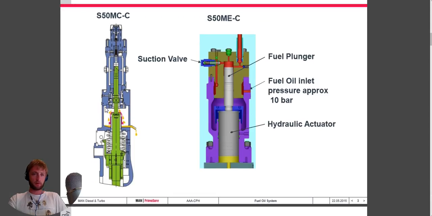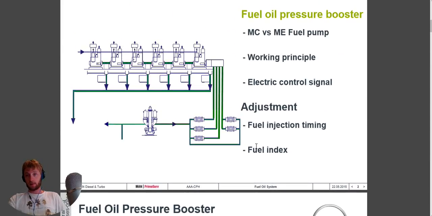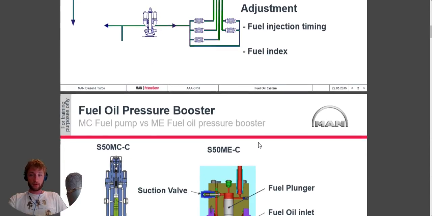Next, we have here the fuel oil pressure booster. This is the old type of fuel pump. Here we have the helical cut of the plunger. Okay, we have buffer screws, we have springs here down, and we have a lot of components. And as we see here, the new kind of fuel pump, as it is called, fuel oil pressure booster.